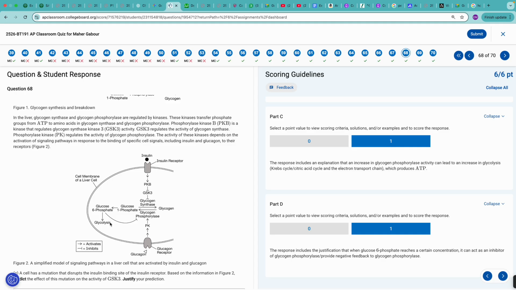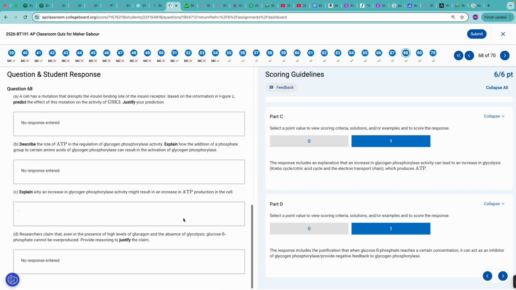Because look, when you reach the total amount of glucose 6-phosphate that the cell can hold, the glucose 6-phosphate will just start inhibiting the glycogen phosphorylase. And since there's so much of it, it will keep inhibiting, which means it can't really be overproduced. It's always being used up. And that's the marking scheme. Basically exactly what I said.